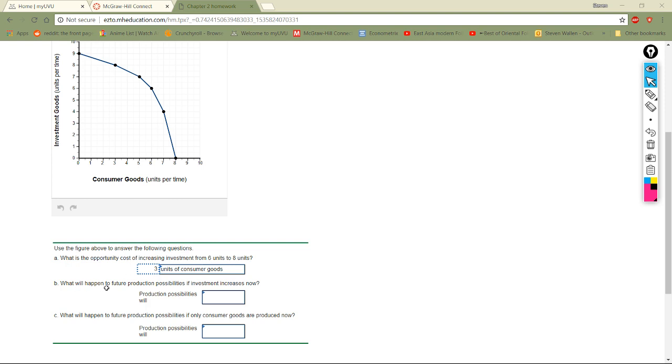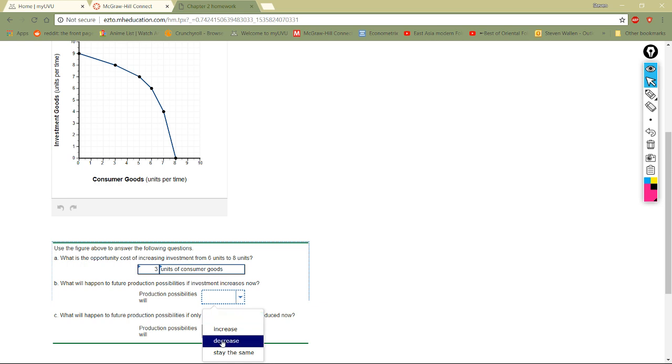Okay, what will happen to future production possibilities if investment increases now? Okay, so if we go more towards this investment over here, investment goods, what will happen? Well, production possibility will take some time. Think about it. If we're putting in more factories, more roads, more technology, what will we be able to do in the future?